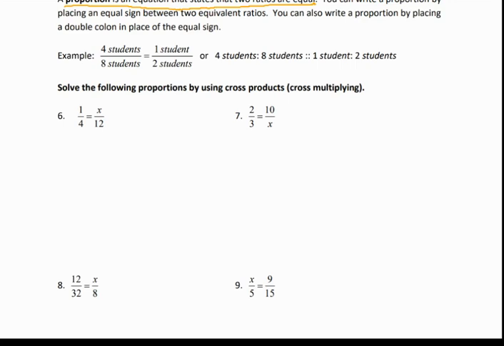So on number 6, 1/4 is a ratio and x over 12 is a ratio, right? It's just like what we were doing, 1/4, before we had like 2/40. So one ratio equaling another ratio makes a proportion. We want to solve for the missing values. And to do that, we use cross multiplying. Who's heard of cross multiplying before?